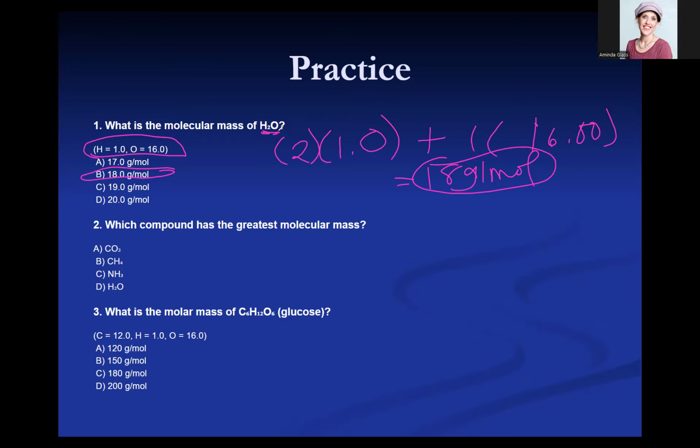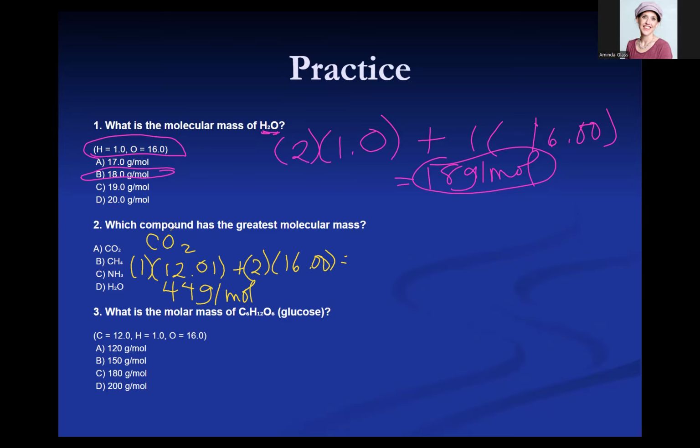C, or 2, says which compound has the greatest molecular mass? So we're going to have to calculate for each. So if I'm going to do CO2 here, I have 1 carbon. If I look at the periodic table, carbon has a mass of 12.01 plus 2 oxygens, which has a mass of 16. So this gives me a mass of 44 grams per mole. Let's look at B now.